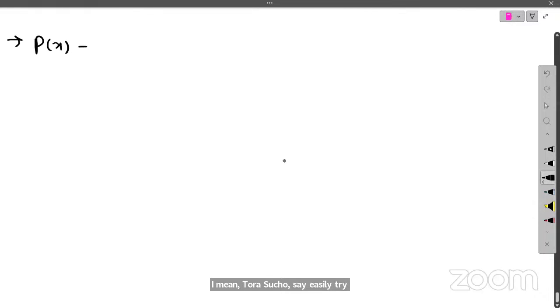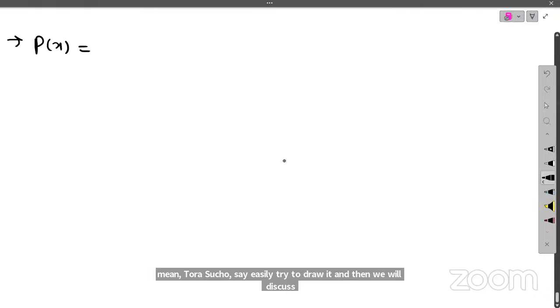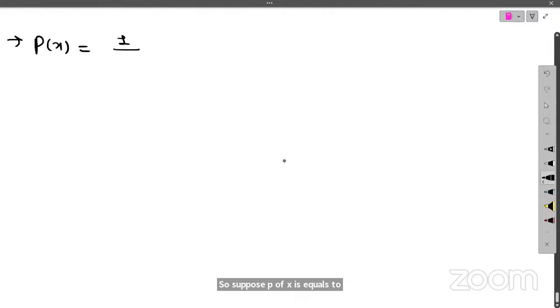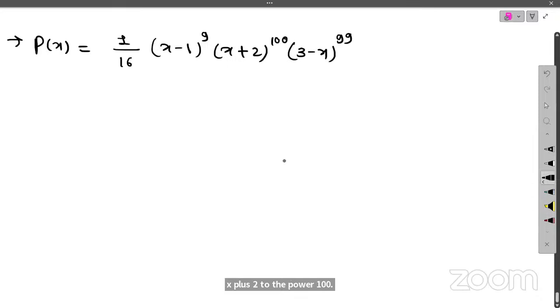So suppose p of x is equal to, let's take it to be 1/16 (x minus 1) to the power 9, (x plus 2) to the power 100, and (3 minus x) to the power 99, and (4x minus 1) to the power 4.